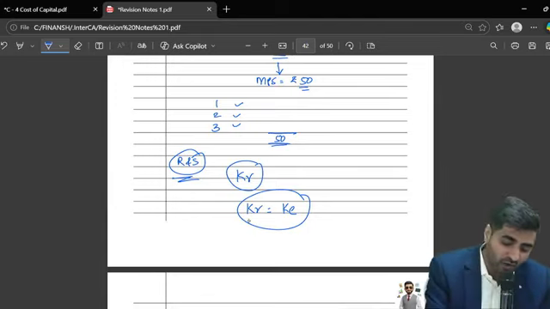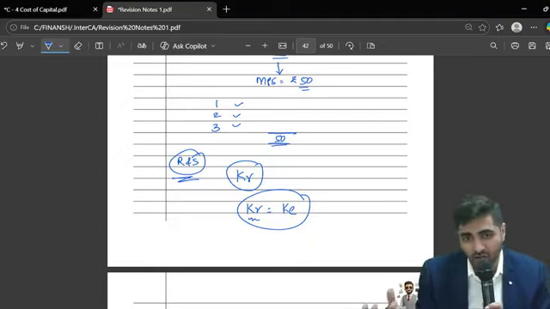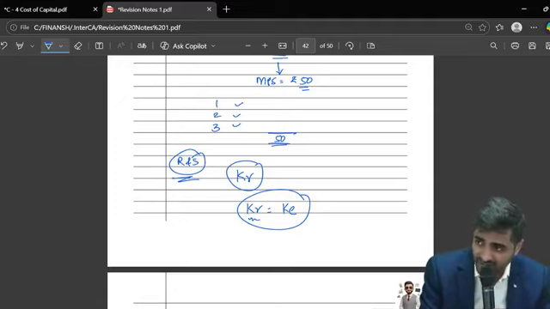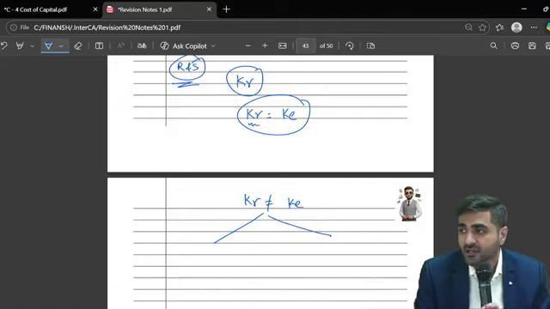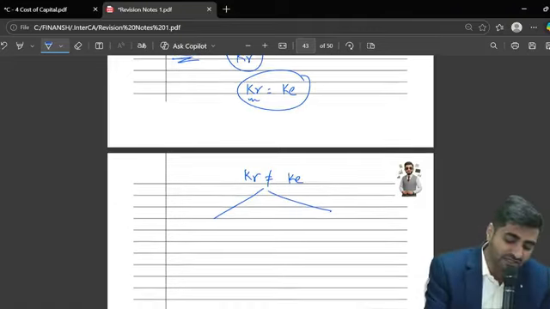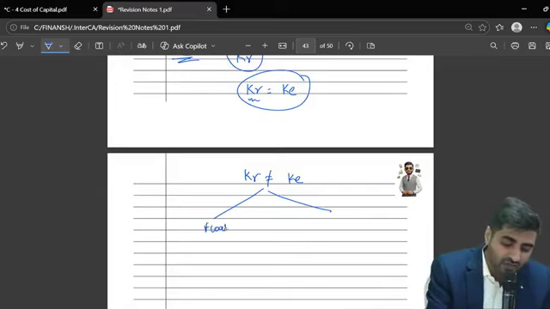But first of all, are you all agreeing with the concept that reserves and surplus belongs to the equity shareholder? So whatever you calculate as your cost of equity, can you apply that to your reserves and surplus also? Yes or no? Yes, sir. But KR is not equal to KE in two important situations. What are the two situations? One of the situations is when flotation cost is given in the question.